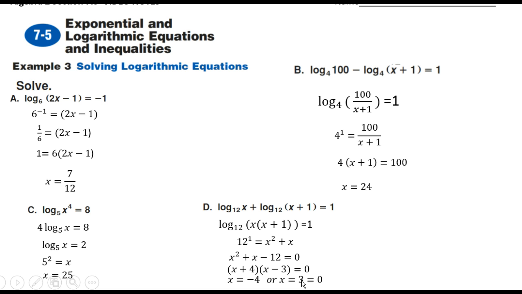But what we have to realize is, there's a typo there, don't write that equals 0. What we have to realize is you cannot ever take the log of a negative number. Okay? If you have your calculator handy, try it. It doesn't work. So our answer is actually just x equals 3.